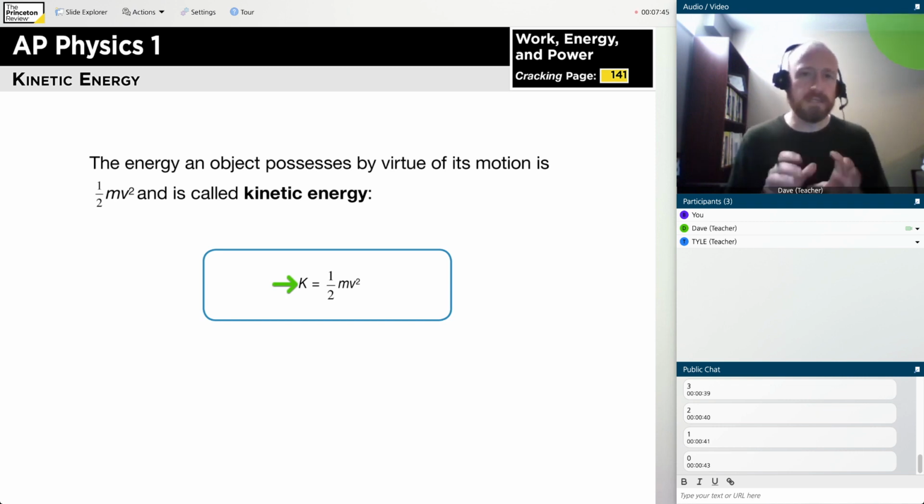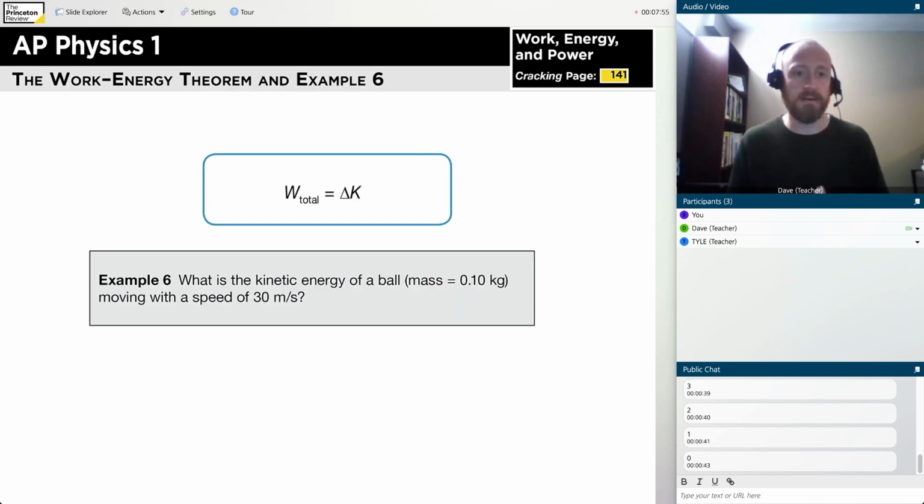So considering that definition of energy, how it's so intimately related to work, it would make sense that we should somehow be able to connect this kinetic energy to work. And that's what we see right here. The work kinetic energy theorem tells us that the net work or the total work done is equal to the change in the kinetic energy experienced.